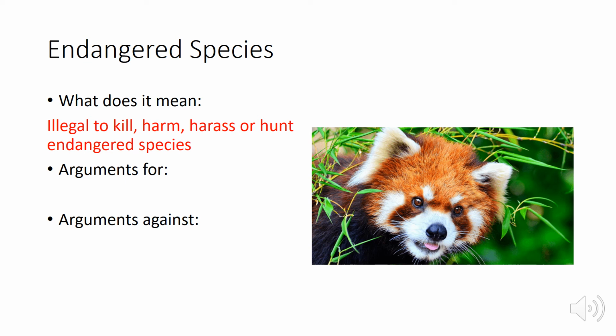Why might we want a list that makes it illegal to kill, harm, harass, or hunt the red panda? What are some benefits? What are some arguments for having this endangered species list? Lily. Okay. If people aren't hunting the red panda, hopefully their species will begin to survive and thrive. Yeah, Riley. It protects biodiversity. What are some arguments against having them on the endangered species list?